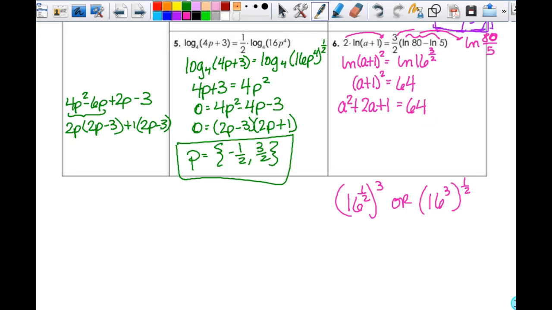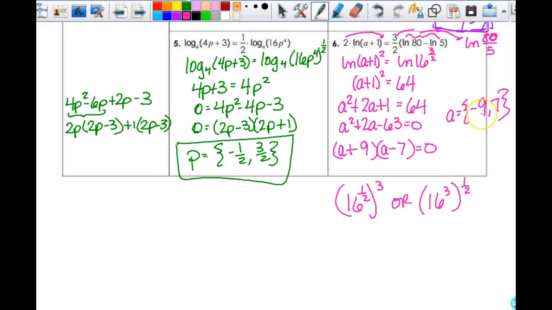All right, so everybody good so far? We got a quadratic again, so we move the 64. We get a squared plus 2a minus 63 equals 0. So then we factor. I get a plus something and a minus something, since that's negative. So it would be a plus what? 9 and a minus 7. So a is equal to negative 9 and 7.